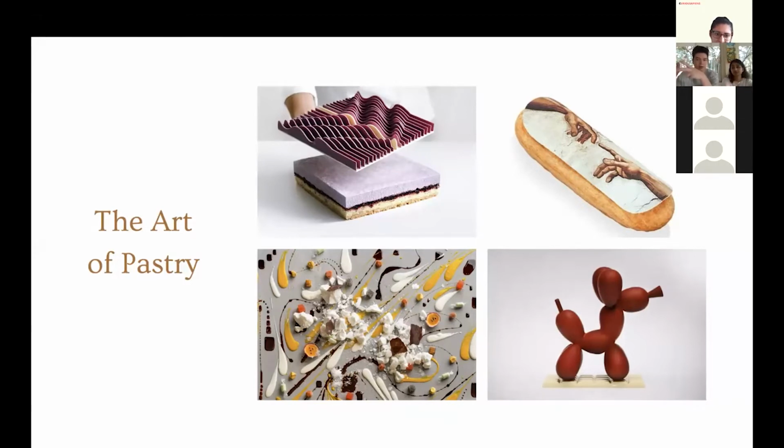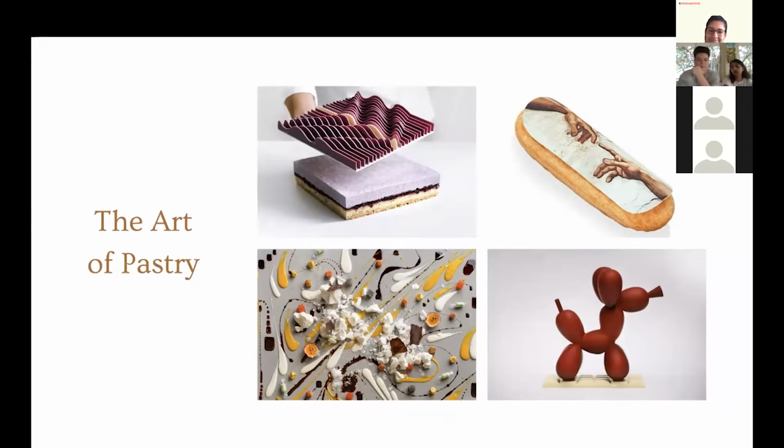So this is very actually where she used the 3D print as well to cut exactly the pieces of that chocolate and to put them together. So again, this is a good example. And here on the right bottom corner is basically a piece by Jeff Koons, which is a very famous balloon dog. But this entire thing is made of chocolate as well, where people take inspiration from the art and they really transmute it into pastry.